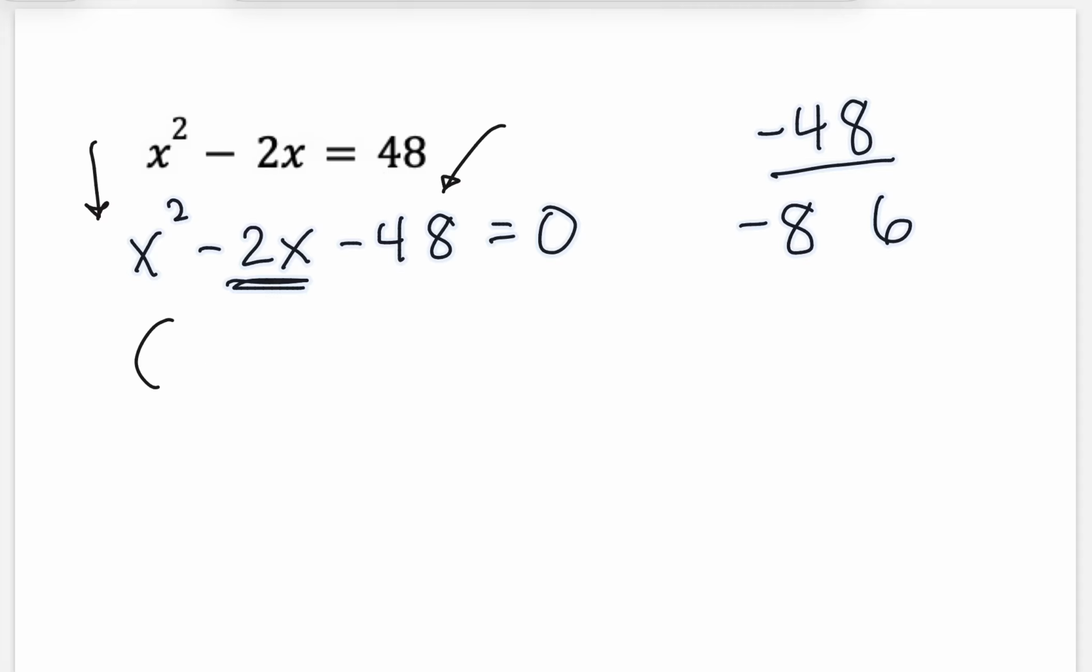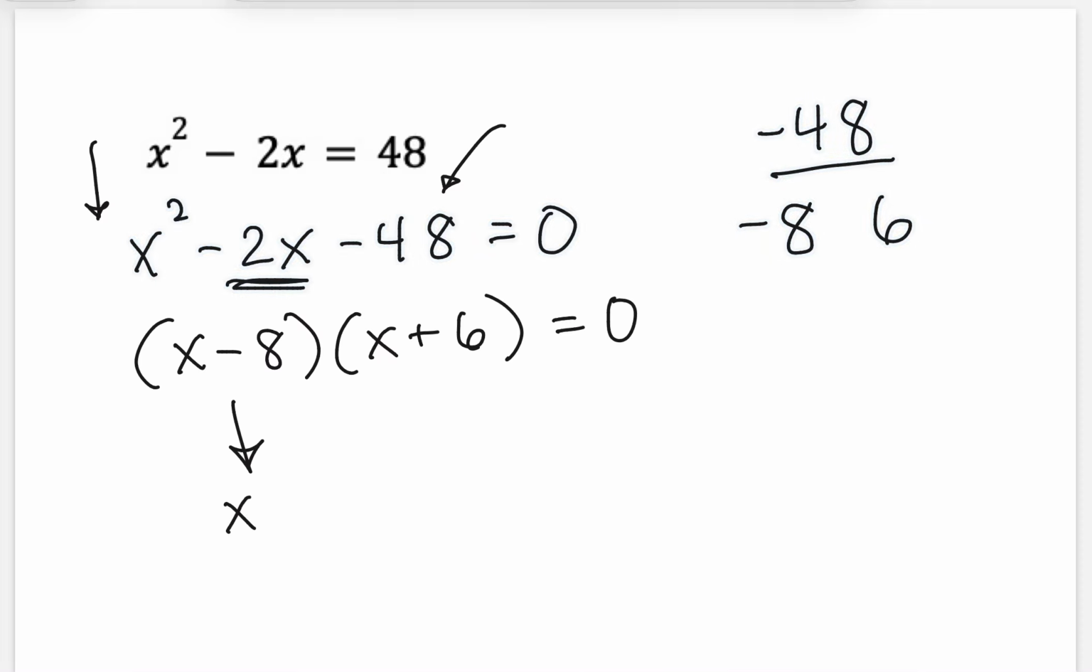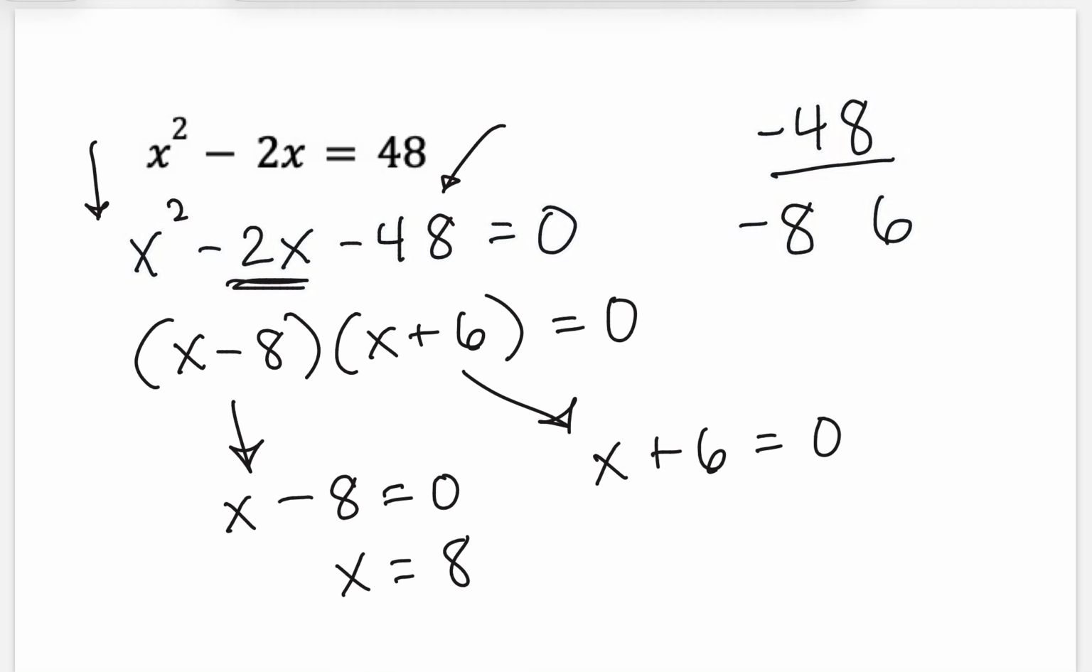That gives me factors of x minus 8 times x plus 6. And then those are the factors. If I want to find the solutions or the zeros, I can set each of those equations equal to 0 because of the zero product property. So I can say x minus 8 equals 0 and x plus 6 equals 0, which gives me x equals 8 and x equals negative 6.